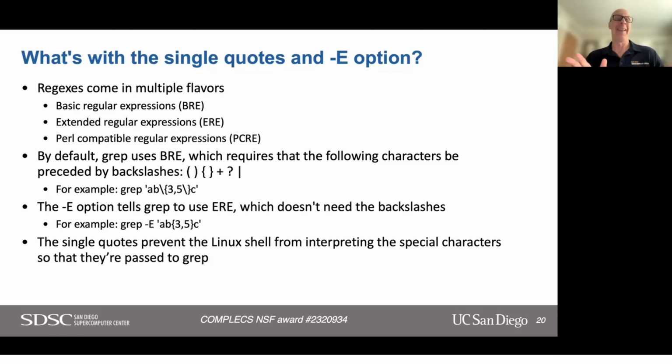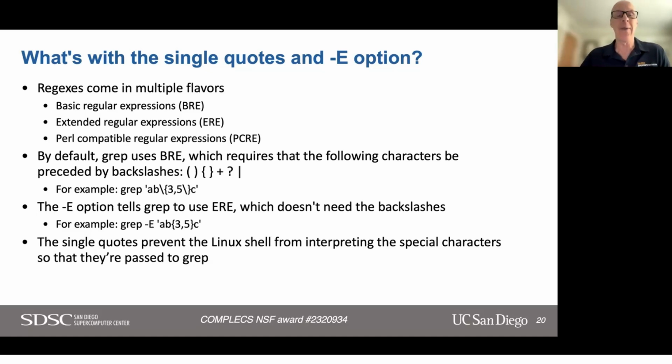So what's with the single quotes and the -E option? I know that I threw something new at you there without explaining it right away. Here's where things get a little complicated with regular expressions. They come in multiple flavors. We have basic regular expressions, extended regular expressions, and Perl compatible regular expressions. By default, grep uses basic regular expressions, or BREs, which require that the following characters be preceded by backslashes: the parentheses, the curly braces, the plus, the question mark, and the vertical bar for alternation.